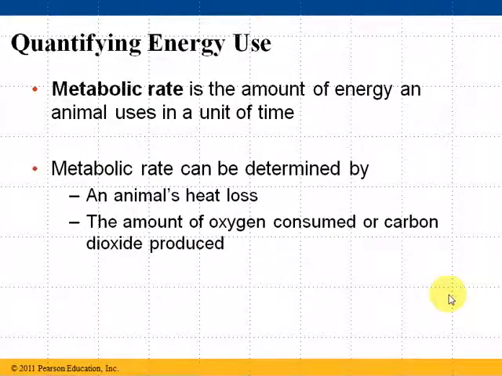If we want to try to put some numbers to the bioenergetics of any living creature, we would probably talk about the metabolic rate. The metabolic rate is the amount of energy an animal uses in a particular unit of time. So we might be talking about the amount of energy a creature uses every hour or every minute or every day. And the metabolic rate can be determined by an animal's heat loss, which is a form of energy that is basically lost on a continual basis, and the amount of oxygen consumed or carbon dioxide produced. So that would be a way of measuring how much energy is going in, how much energy is coming out, and how much energy the creature is using in any particular piece of time.